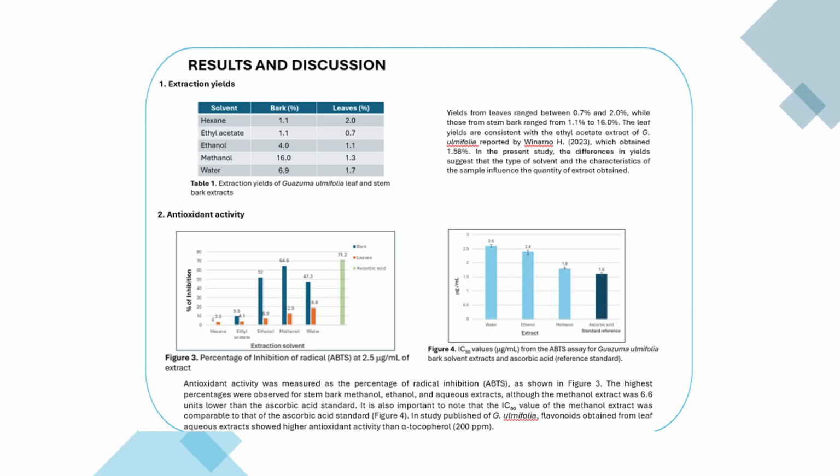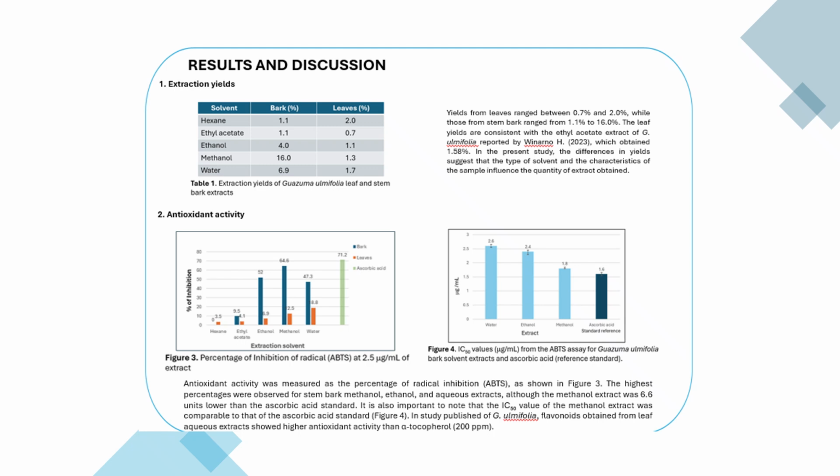As you can see in Table 1, yields from leaves range between 0.7 and 2%, while those from stem bark range from 1.1 to 16%. The leaf yields are consistent with the ethyl acetate extract of Guazuma ulmifolia reported by Guinarno, which obtained 1.58%. In the present study, the differences in yields suggest that the type of solvent and the characteristics of the sample influence the quantity of extract obtained.